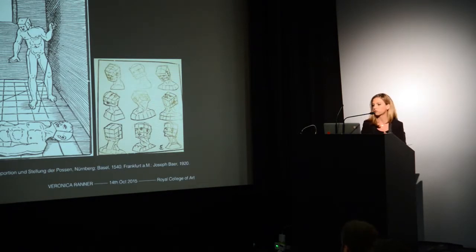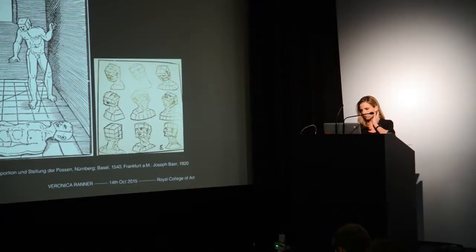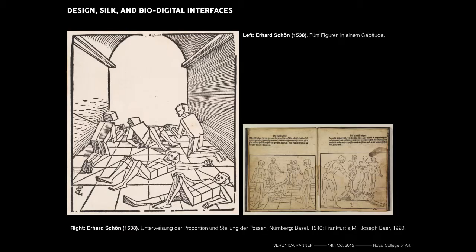So I'm going to take a look back in history and have a look at Erhard Schön, who did these incredibly remarkable wooden cuts in the 15th century, which look incredibly modern and up to date to me, if you ask me. He was a pupil of Albrecht Dürer and came up with these proportions and bodies in space, in an effort to see how bodies are measured. This is one potential approach to how digital and biological could meet.